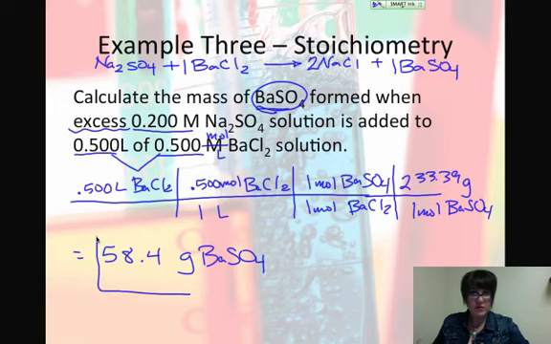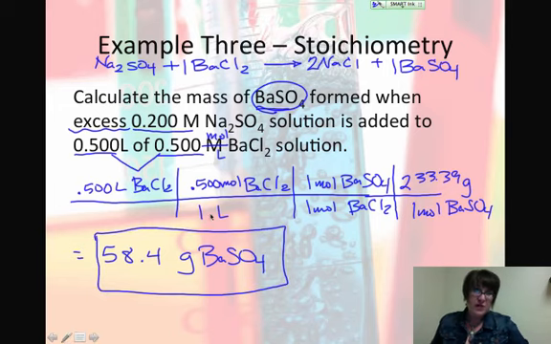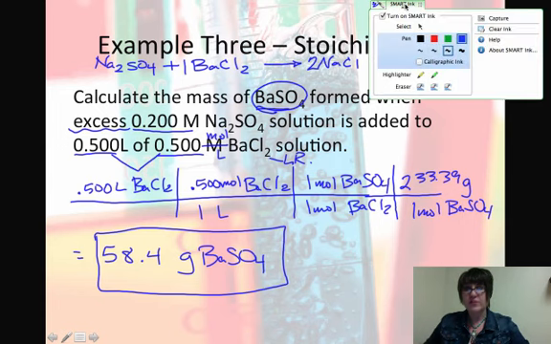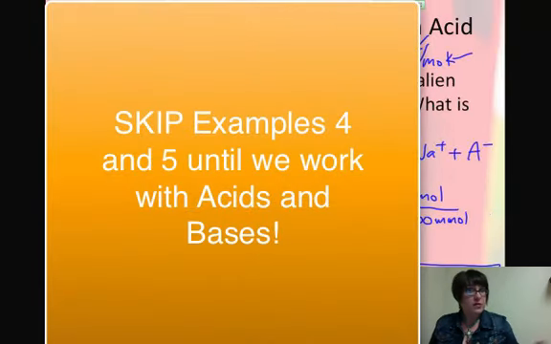And the sodium sulfate didn't even get entered into the equation because it was in excess. That's not the thing that's going to determine how much barium sulfate is formed. It's the limiting reagent, the barium chloride, that determined how much product we can create. All right, so that's how we work with stoichiometry, and that's how we use stoichiometry to solve solution problems.